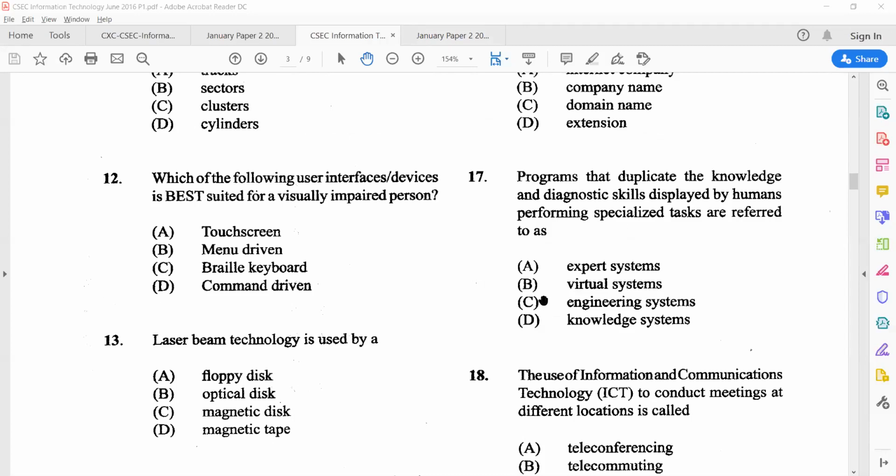Programs that duplicate the knowledge and diagnostic skills displayed by humans performing specialized tasks are referred to as expert, virtual engineering, or knowledge systems.